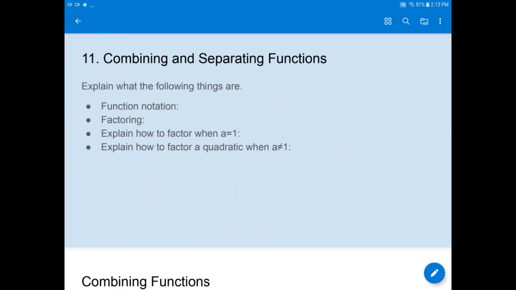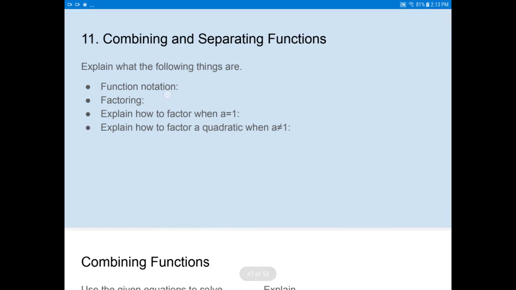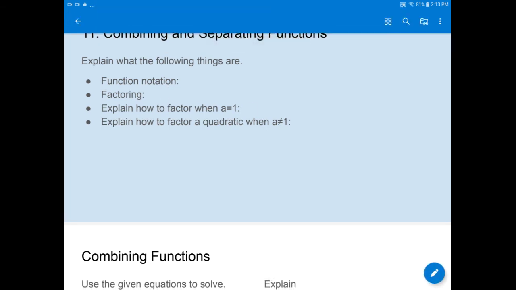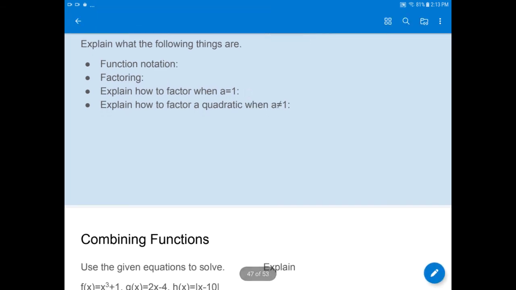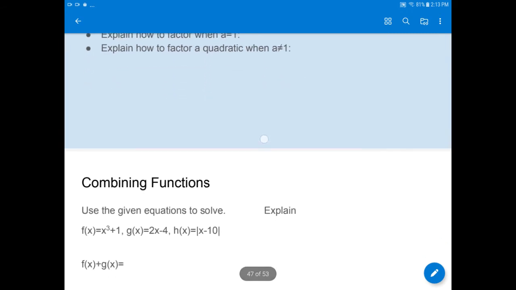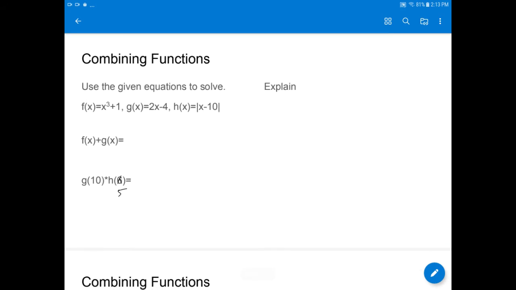Function notation, we talked about that. It's where you plug in, where you evaluate the function. Factoring is splitting. In our case, we do quadratic trinomials, and we split them into their factors. I showed the x method, and then there's an x method where you include more a's. So if you need to go back to the factoring page, you can go back to that. Let's do this, though.